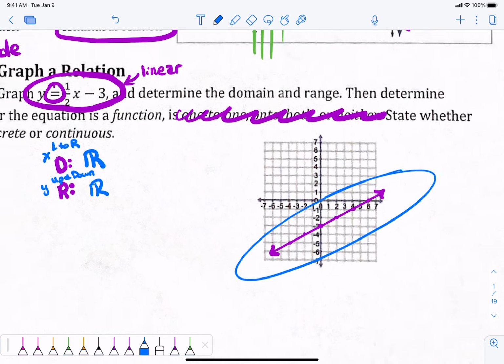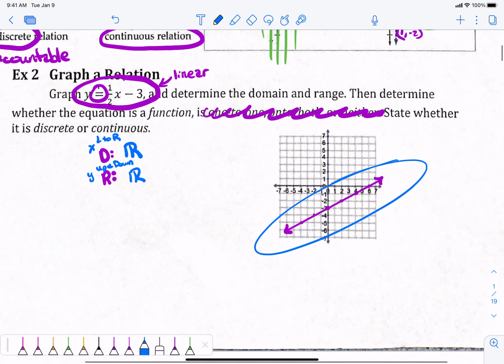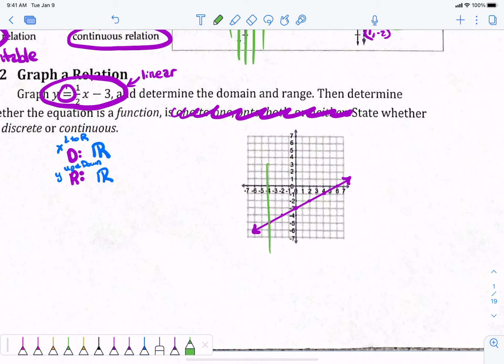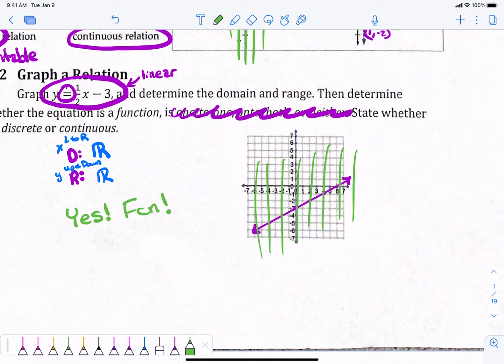All right, then determine whether the equation is a function. To do this, I could look at the vertical line test. If I draw a vertical line straight up and down, is he going to touch more than one spot on each place? No. So that means yes. No means yes, right? Yes, it is a function. Does that make sense? He passes the vertical line test. The x's will not repeat.